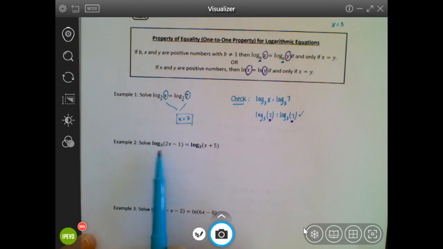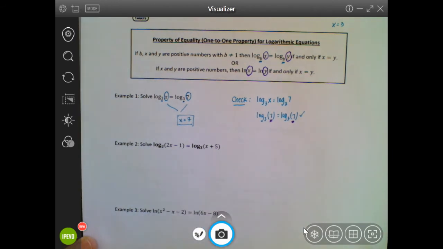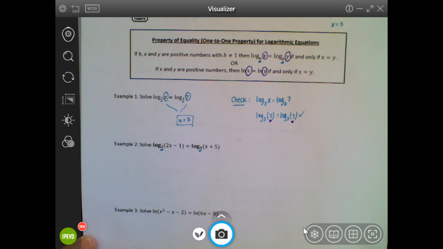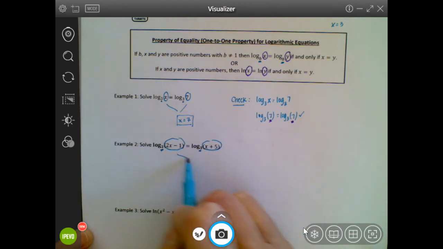All right, let's look at a second equation. So let's solve log base 3 of 2x minus 1 equal to log base 3 of x plus 5. So this one just happens to be a log base 3 on either side as well. It doesn't have to be 3. The base could be something different. It could be 7, it could be 10, it could be 15. But as long as this number matches this number, then that's just basically telling us that this stuff has to be equal to this stuff. So let's go ahead and set that up.